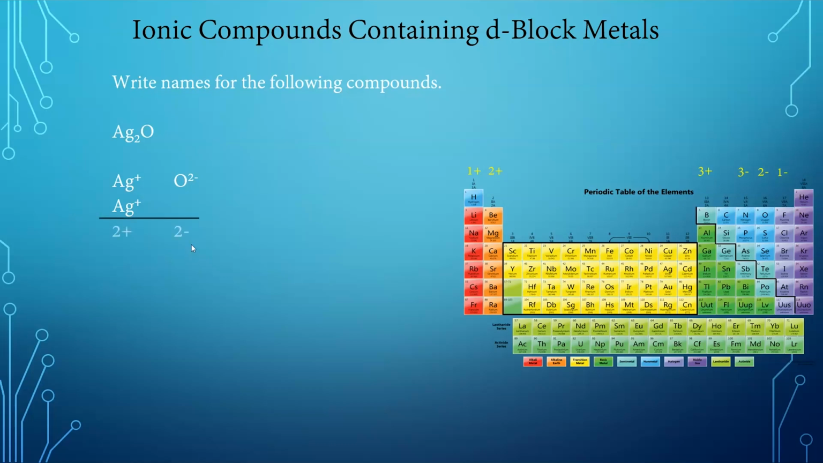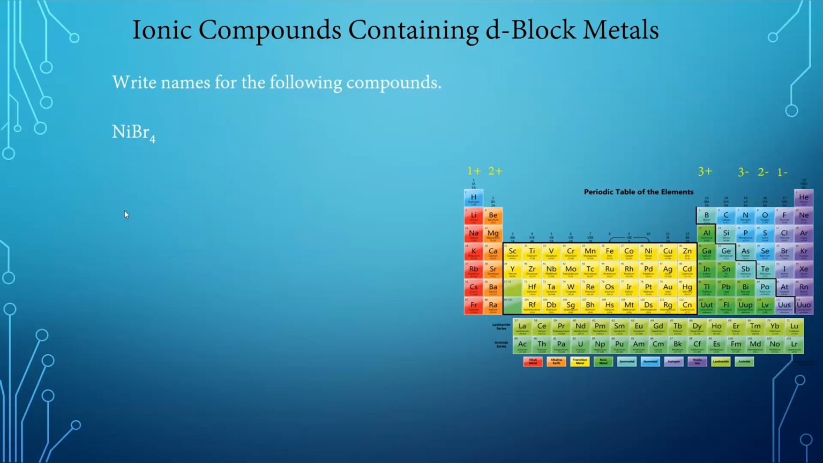If we check our totals here, of course, we get 2 pluses and 2 minuses. As long as the charges are balanced, we should be good. And so the name of the compound is simply silver 1 oxide. Again, the 1 refers to the charge, not how many atoms there are. That's a common mistake students make. Let's take a look at another one.